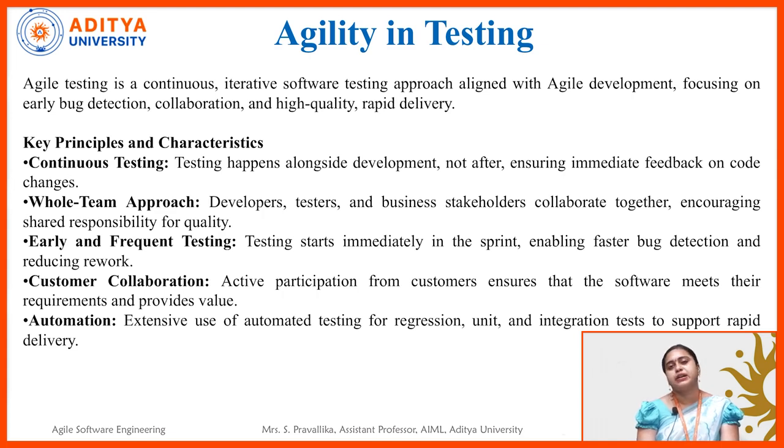And high quality rapid delivery. So once we have a bug free software, we can have a high quality software, and at the same time we can have speedy delivery. So, key principles and characteristics. In this agility of testing, we are having some key principles, and those key principles are continuous testing, whole team approach, early and frequent testing, customer collaboration, and automation. So these were the key principles existing in the testing.